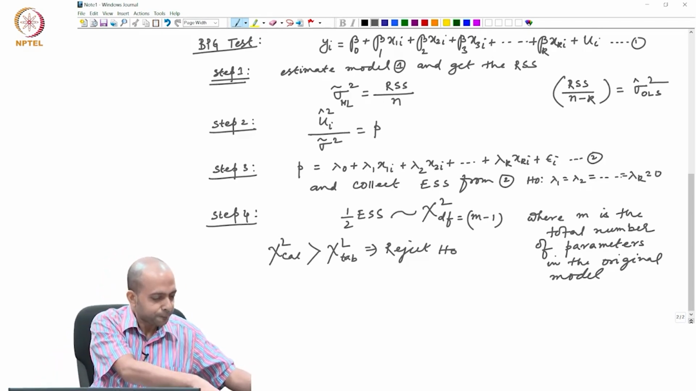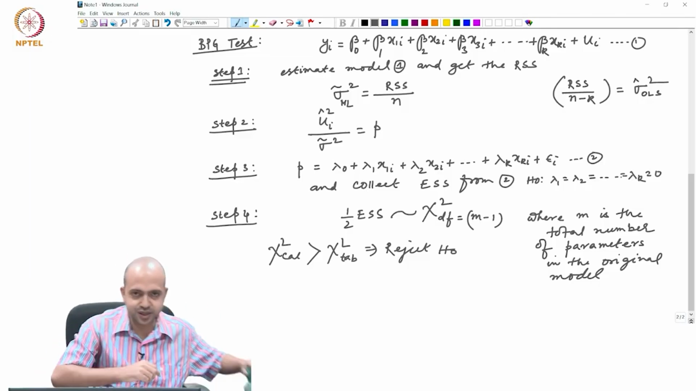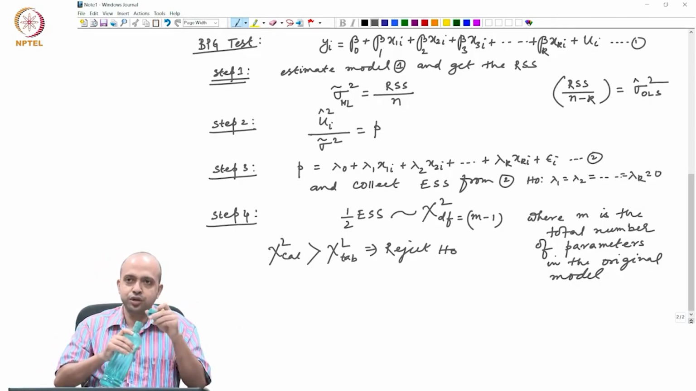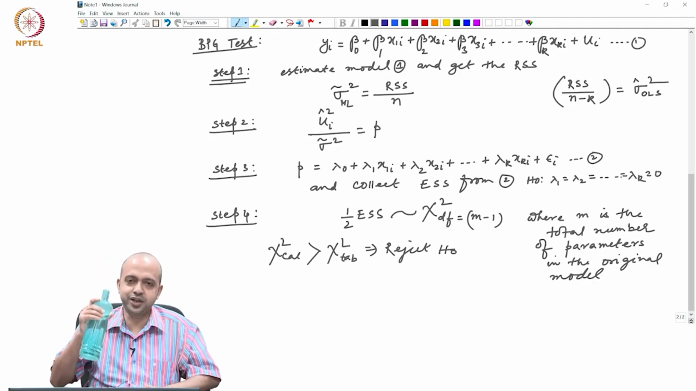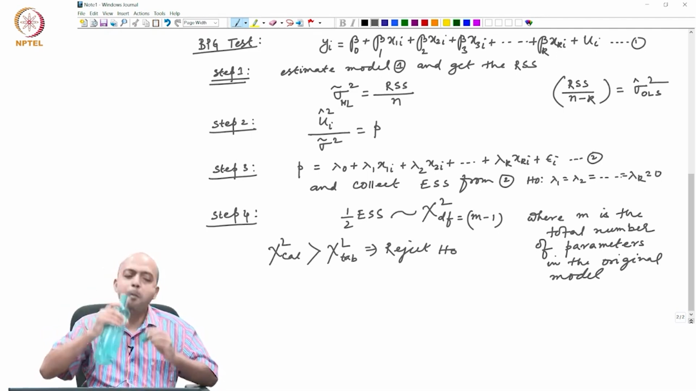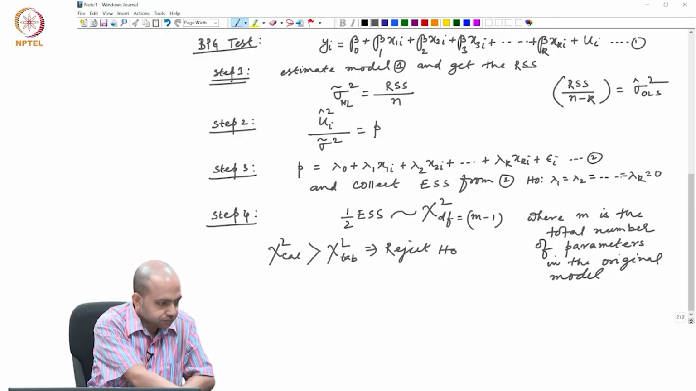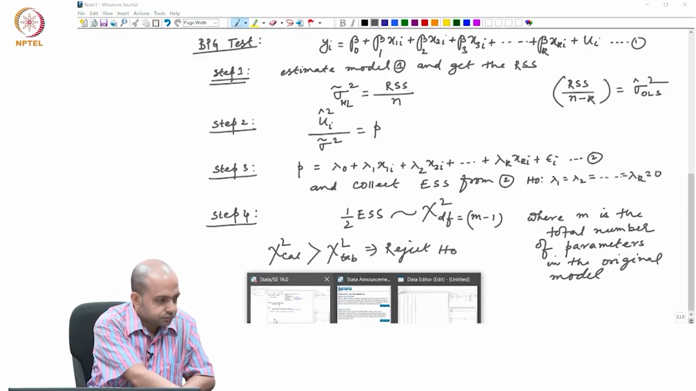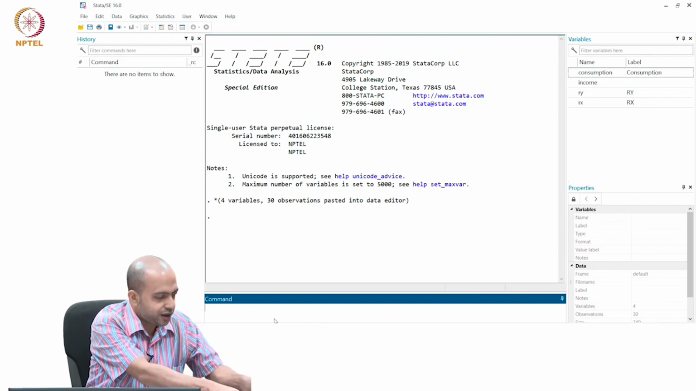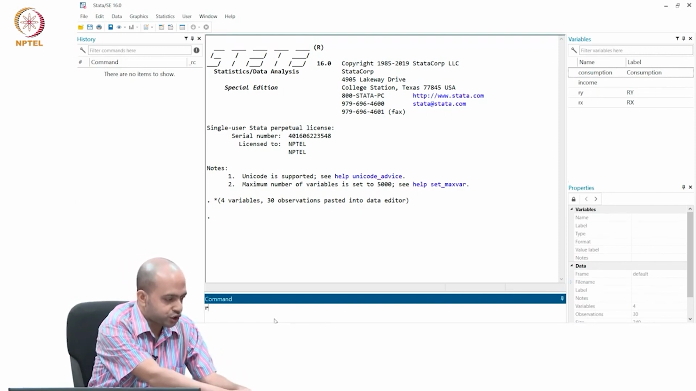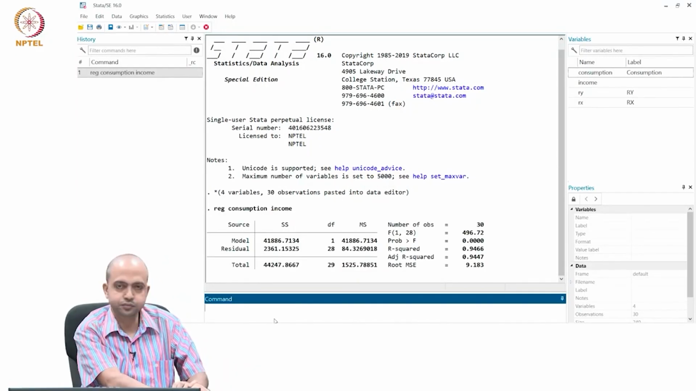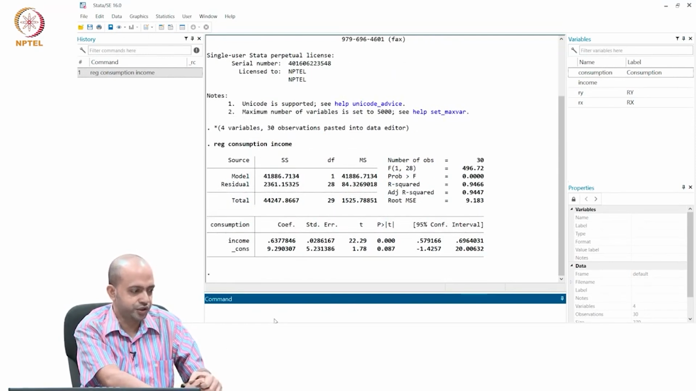Now, what will we do? We will take the same data set we used yesterday, and see how to demonstrate this particular test in Stata. I have already imported the data. First, you have to run your original model, where the original model is reg consumption on income. This is your original regression.